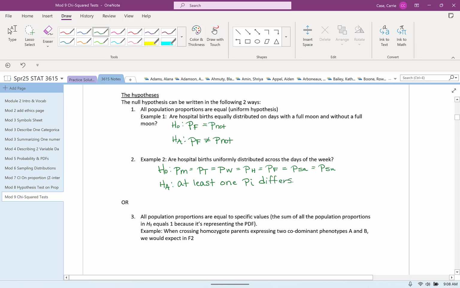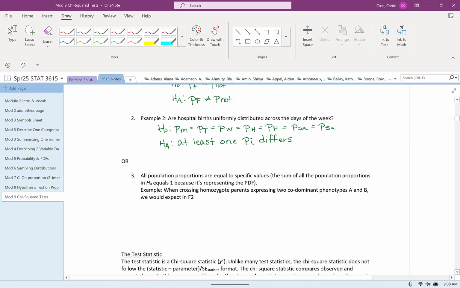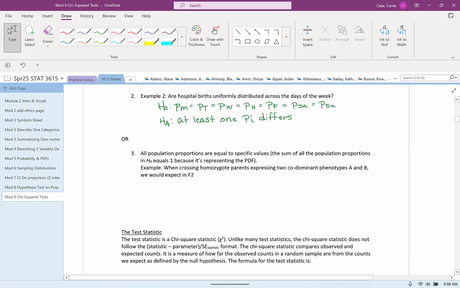And so what we're saying is that any one of these could be wrong, and if one of them is wrong, by the way, two of them are almost certainly going to be wrong, but that's not always true. But let's say two of them are wrong and the other five are all equal to each other. So what we're saying is that at least one is different. All right. The other way we can write these hypotheses is all population proportions are equal to specific values. The sum of all the population proportions in the null has to equal 1 because it's still representing a PDF.